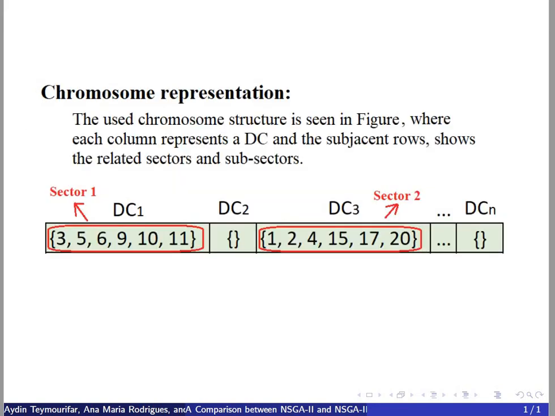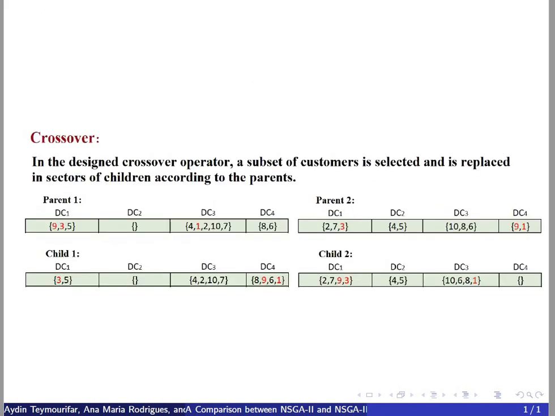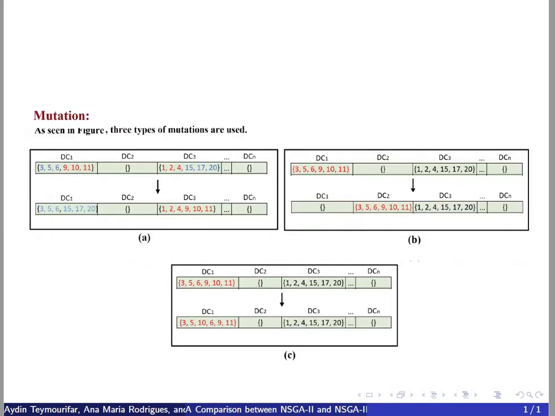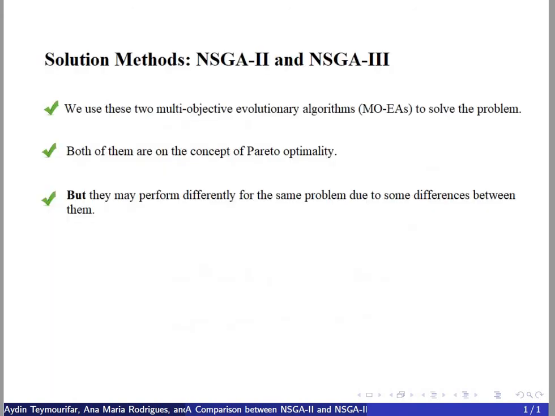The chromosome representation of the algorithm is seen in this figure, where each column stands for a DC and the related sector. In the design of the crossover operator, a subset of customers is selected and is replaced in sectors of children according to the parents. And as seen in this figure, 3 types of mutations are used.